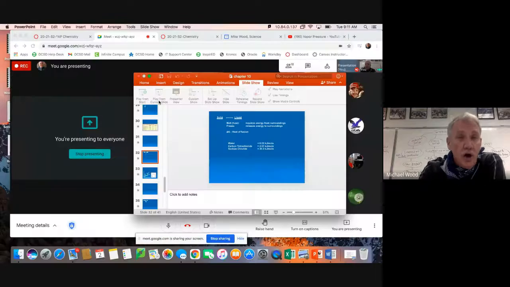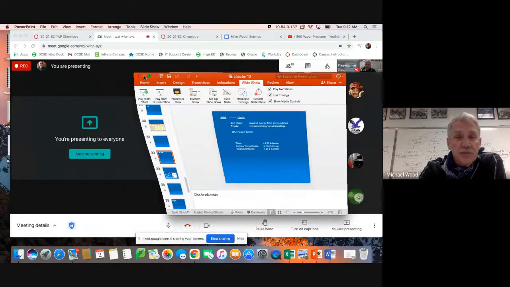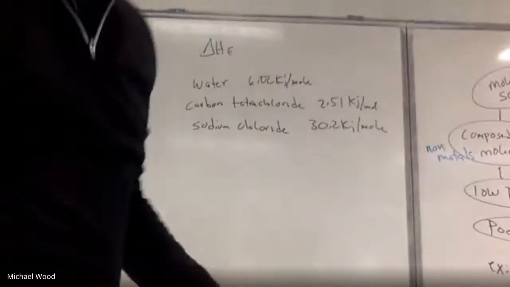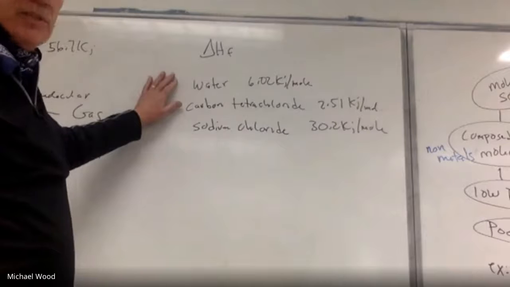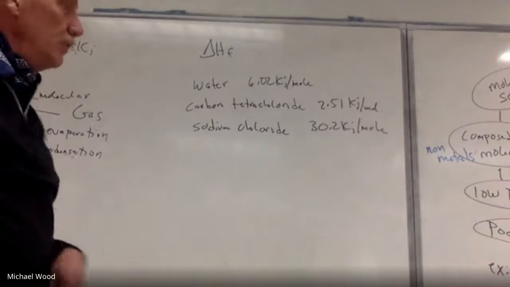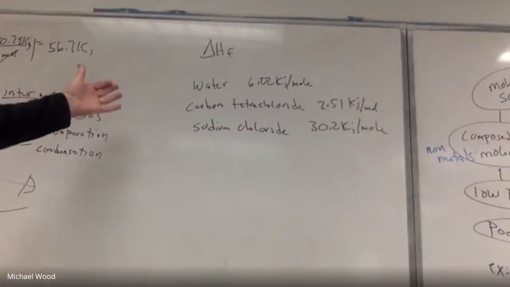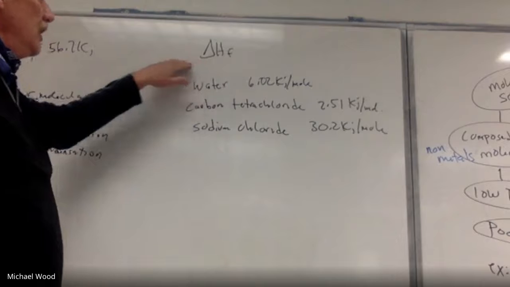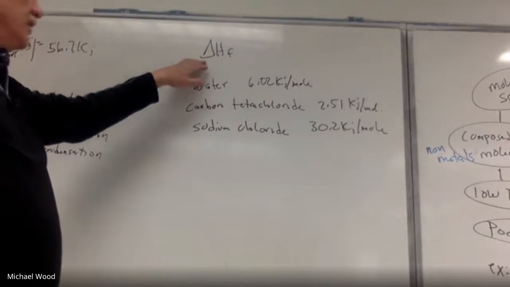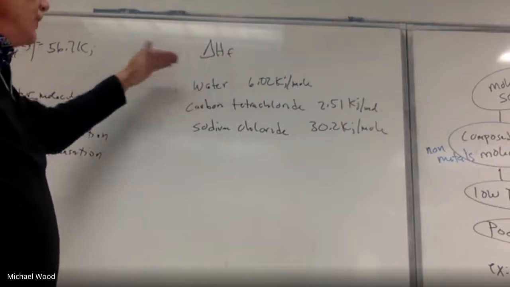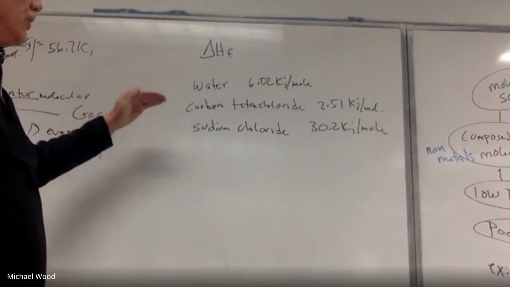So we have these values. Again, in our class, it's expected that you know what that means. What does the heat of fusion mean? The heat required to melt 1 mole, and that doesn't make as much sense as the heat of vaporization. So you need to know that. But here are the numbers that were given to us. Heat of fusion is indicated delta HF, or just HF. So we have water, carbon tetrachloride, and sodium chloride.